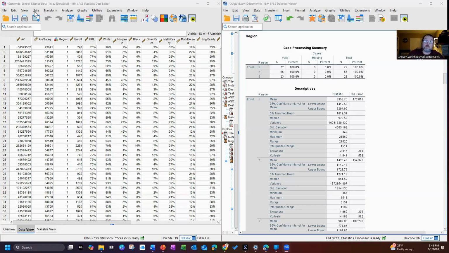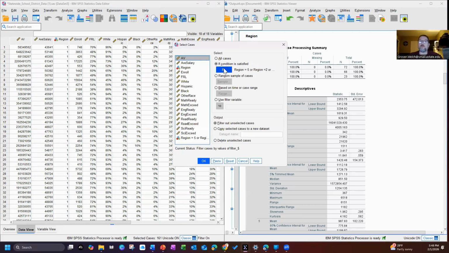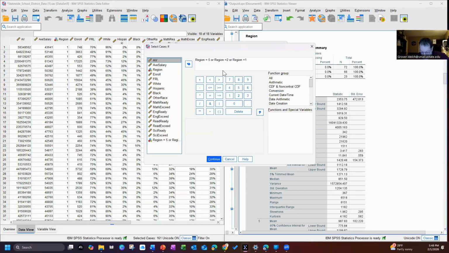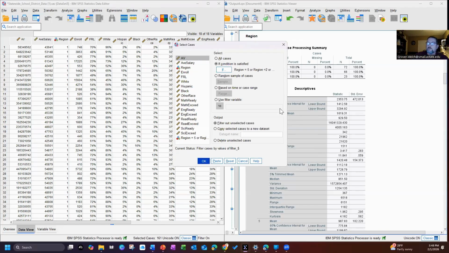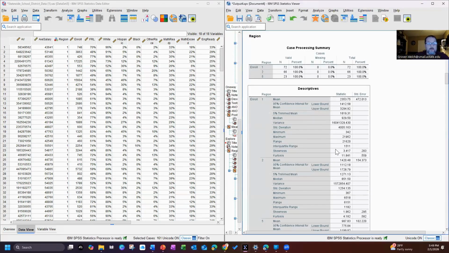To do that, I went to my data and went down to select cases. I went under select cases to my if, and in the if formula I put in region equals 5 or region equals 2 or region equals 1. I hit continue and that selected my data, so I knew what I was working with at that time. Then after that, I went next.